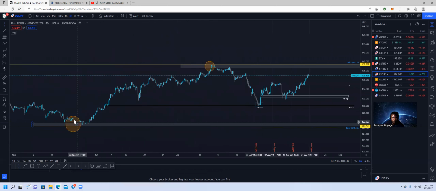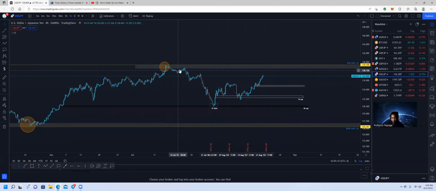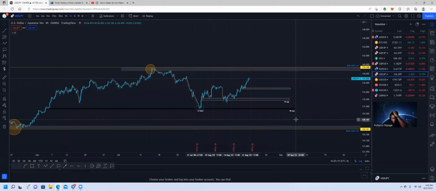What we can see is that higher low created the new higher high, then price action retraced all the way back down into that support level right there, and then resumed, making higher highs and higher lows.